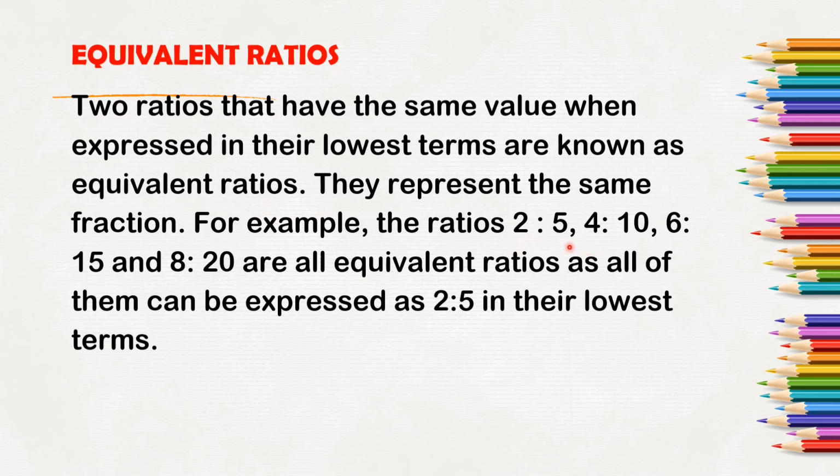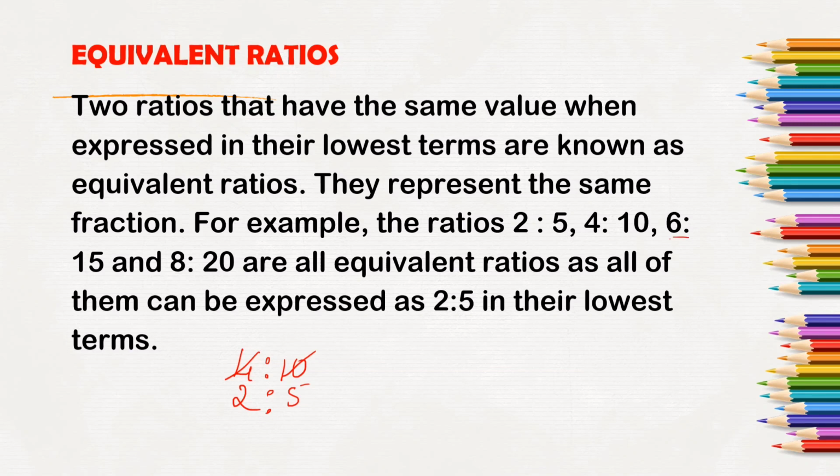See here, for example, 2:5 is in lowest terms itself. Here it is mentioned that 4:10 is also equivalent to 2:5. How? When you bring 4:10 down to lowest terms, 2 2 times is 4 and 2 5 times is 10. So the lowest form of 4:10 is nothing but 2:5.